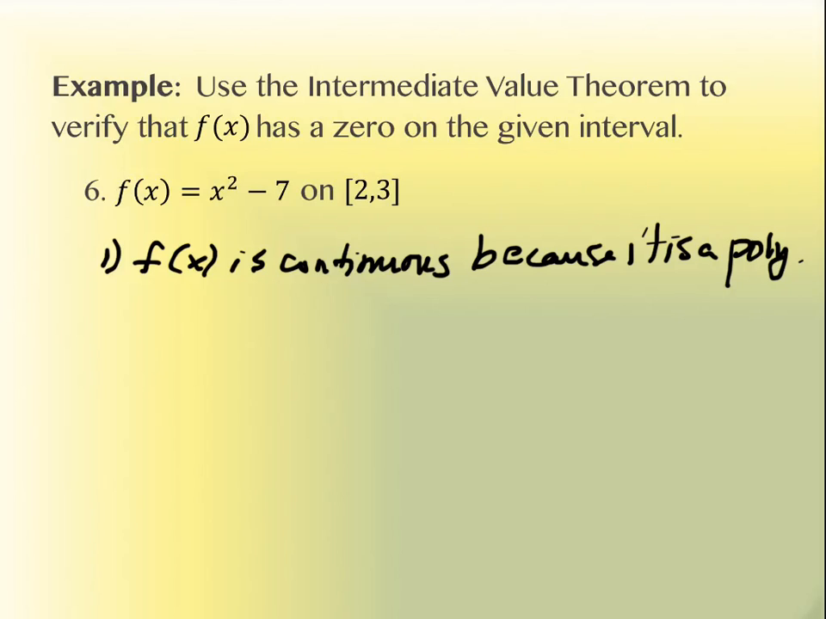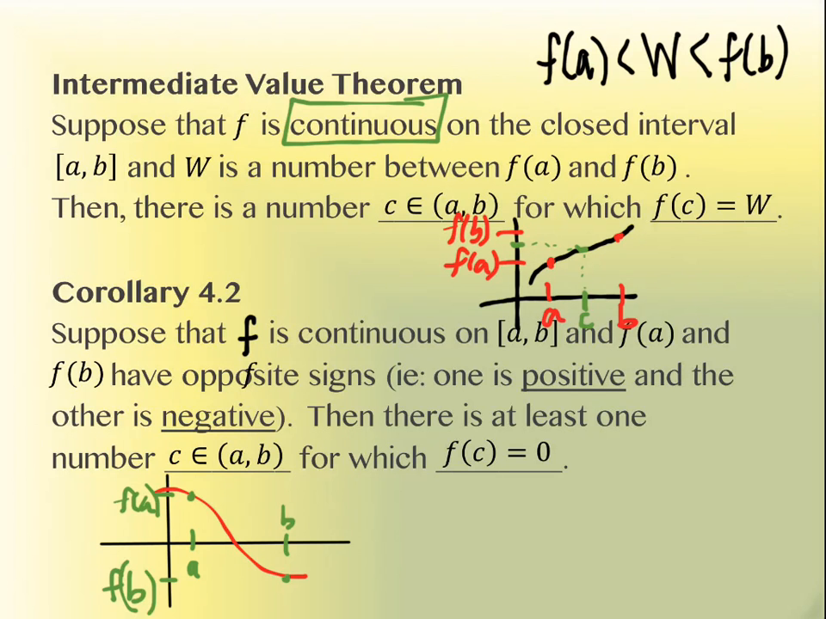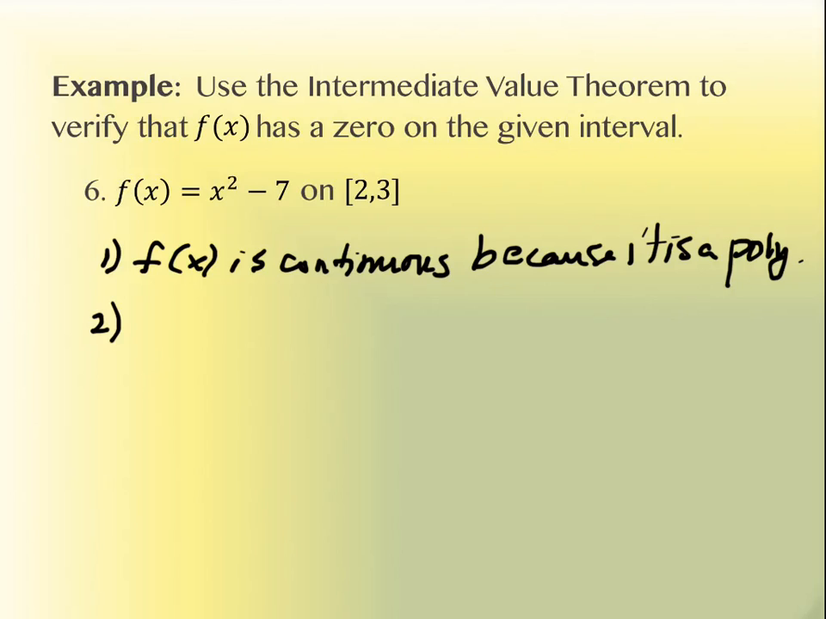If we had something that was not a polynomial, we'd have to argue this a little bit differently. Then the second thing that we have to verify, according to this corollary, is that we have one positive and one negative function value on the endpoints. So we test f of 2 and f of 3. What is f of 2? It is negative 3. What is f of 3? Positive 2. Right? I actually have one value that's negative and one value that's positive.